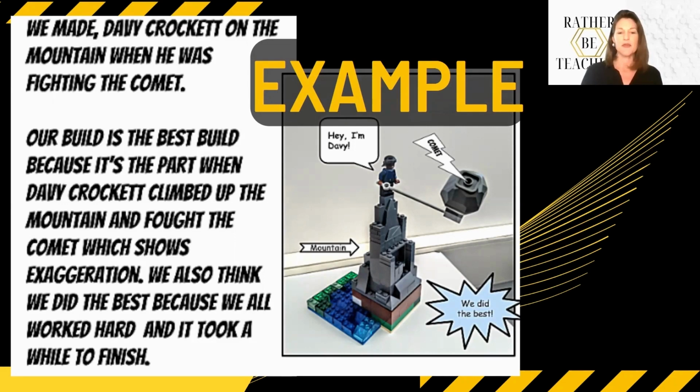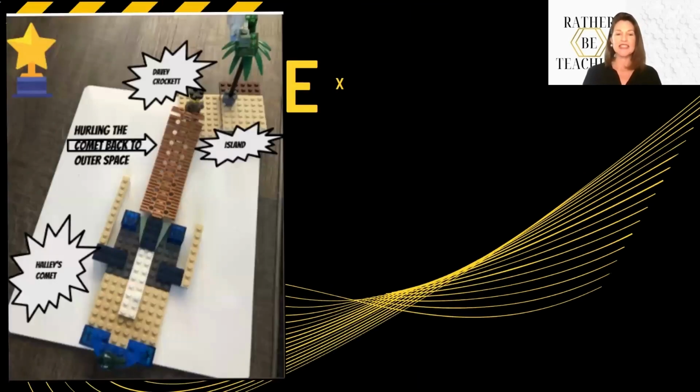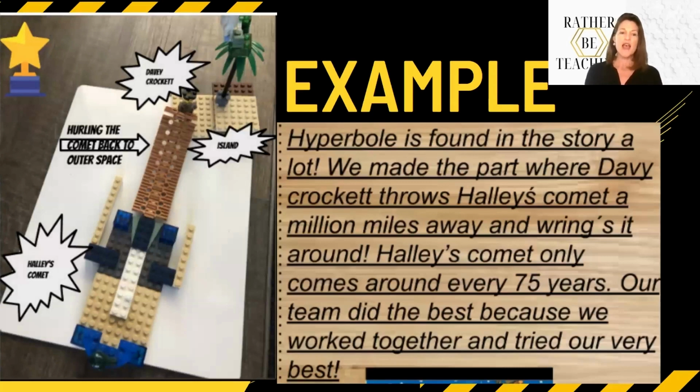And another example from my class is this one. Again, you can see where they put little annotations on there. Basically, that was supposed to be Halley's Comet. There was a little island they made. There's a little place they had Davy Crockett. And this was supposed to be the part in the story where they talked about Davy Crockett hurling the comet back to outer space. And then they talk a little bit about the hyperbole that they found and a little bit about their build. So these are just a few examples to give you an idea.